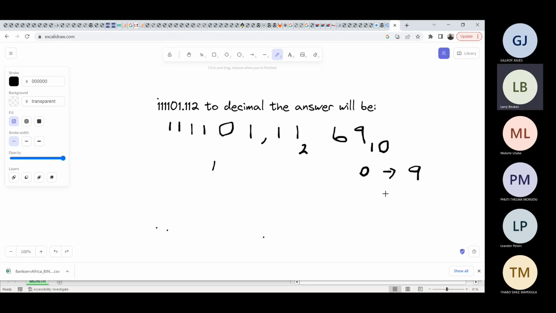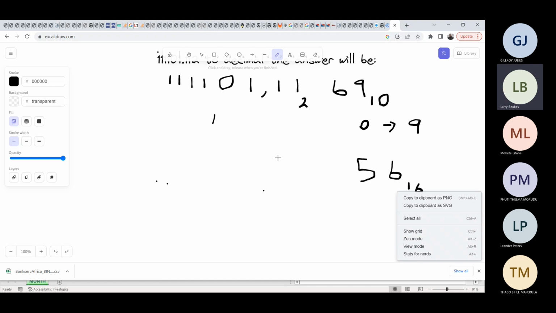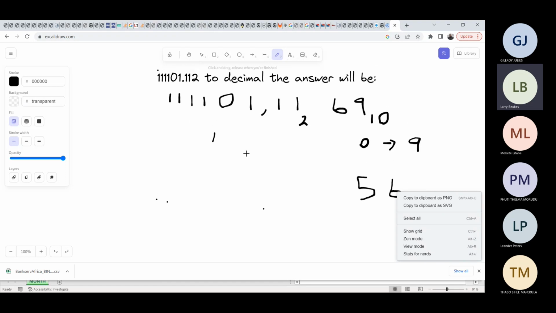Then we have the hex. What is the hex number system? Let me just say F5. A hex will be denoted by a 16, which just means there are 16 possibilities. I'm just covering this so that you know the basics when we start doing the real stuff.